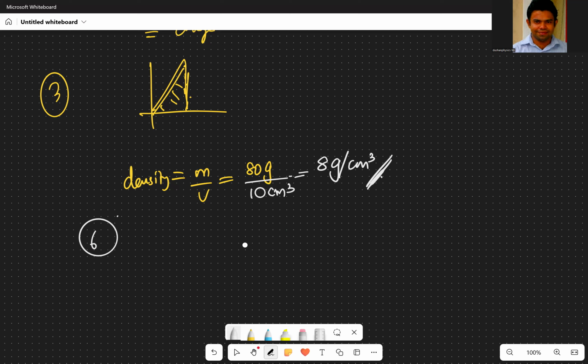Good. So let's go to the sixth, the last question. Which statement is Newton's third law? Equal and opposite reaction. Right answer, number D.